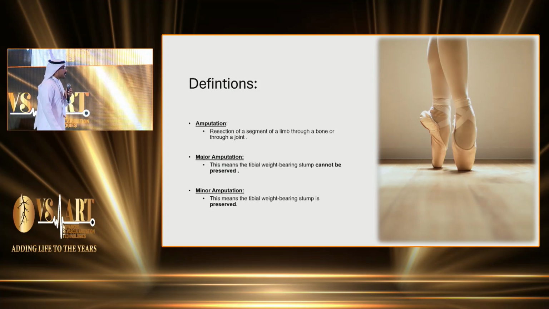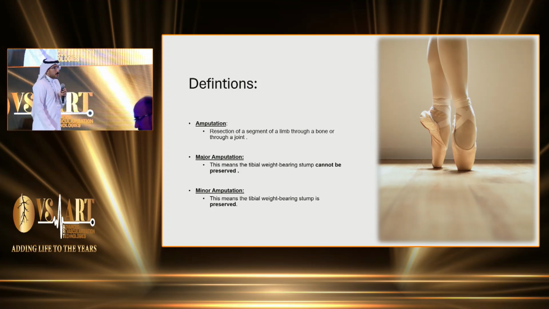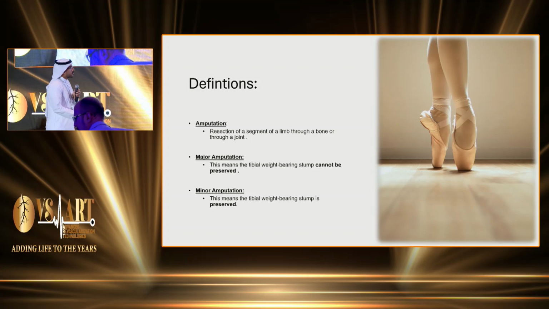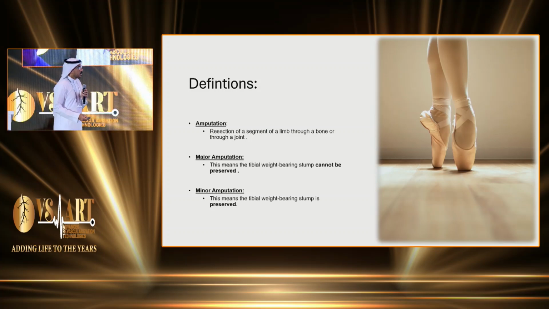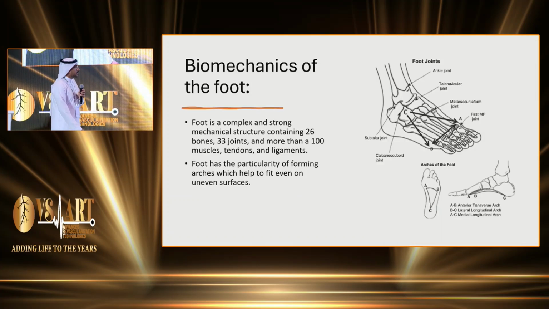So, the definition of amputation. Amputation, as we all know, is the removal of a segment through a bone or through a joint. Major amputation is when we cannot preserve the tibial weight-bearing stump. Minor amputation is when the weight-bearing stump is preserved.